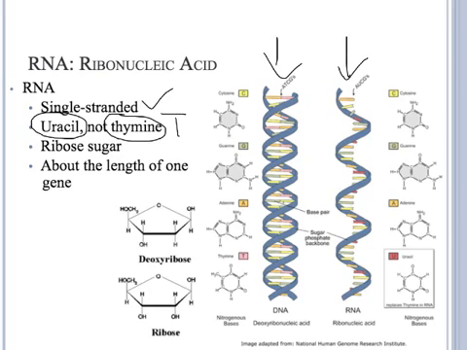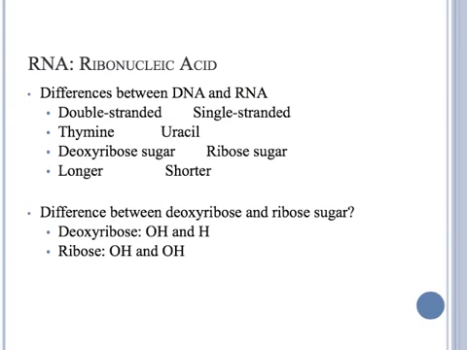Instead of deoxyribose as a sugar, it uses ribose, hence the R in RNA. And because we're only copying one gene at a time, it's a much shorter molecule. It's only about the length of one gene. So if we were going to summarize the differences, DNA is double-stranded, RNA is single-stranded.